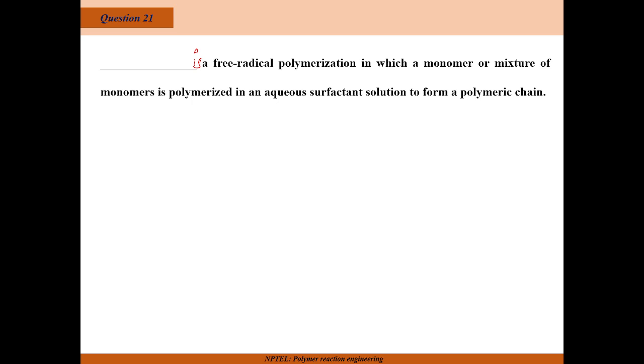Now the question is clearer for you. Emulsion. Yeah, definitely. This is for emulsion polymerization. Emulsion polymerization is a free radical polymerization in which a monomer or a mixture of monomers is polymerized in aqueous surfactant solution to form polymeric chain.